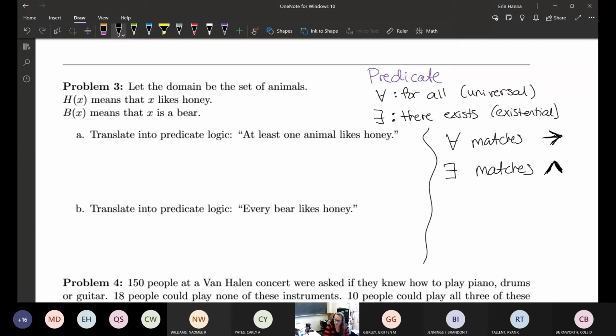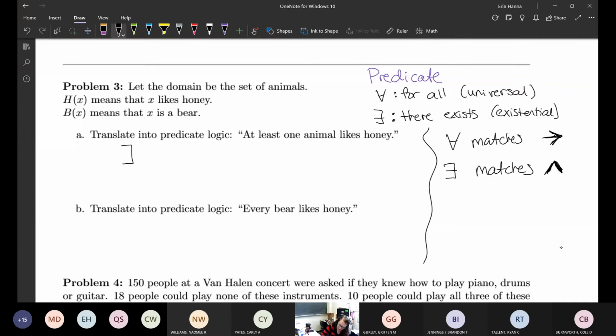So say we want to translate at least one animal likes honey. So essentially there exists an animal that likes honey. So this doesn't have to do anything with the bear piece here. So that's what I mean by two pieces. We aren't going to actually need the and symbol here because we're not using more than one thing. We're just using the likes honey piece.